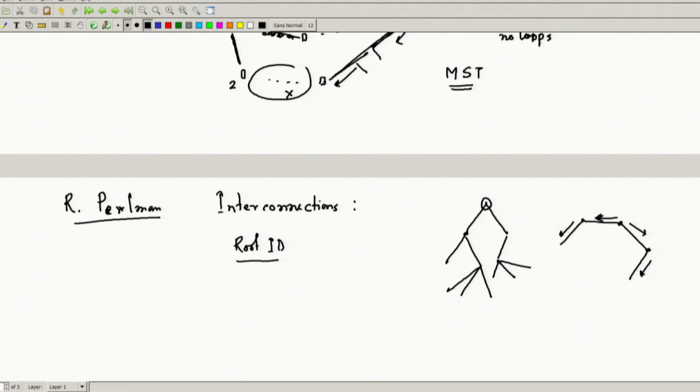In a tree you can decide anything as root. I can decide this to be the root, and from there I can start taking branches. Basically anybody can be root. So this root ID is a very important thing, which has to be encoded in the message. That is the first thing. Then the bridge ID.